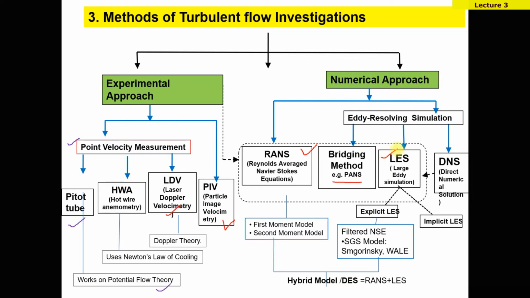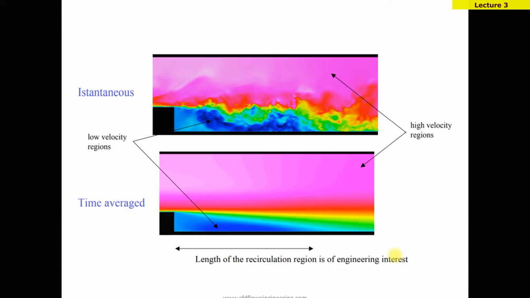The bridging method is research level, people do it. There is large eddy simulation, which is also used in academia, and it has a subgrid model that we see in the next slide. Direct numerical simulation is used in academia, research only. And here only RANS models are used in industry, and that can be run using a laptop for commercial problems.